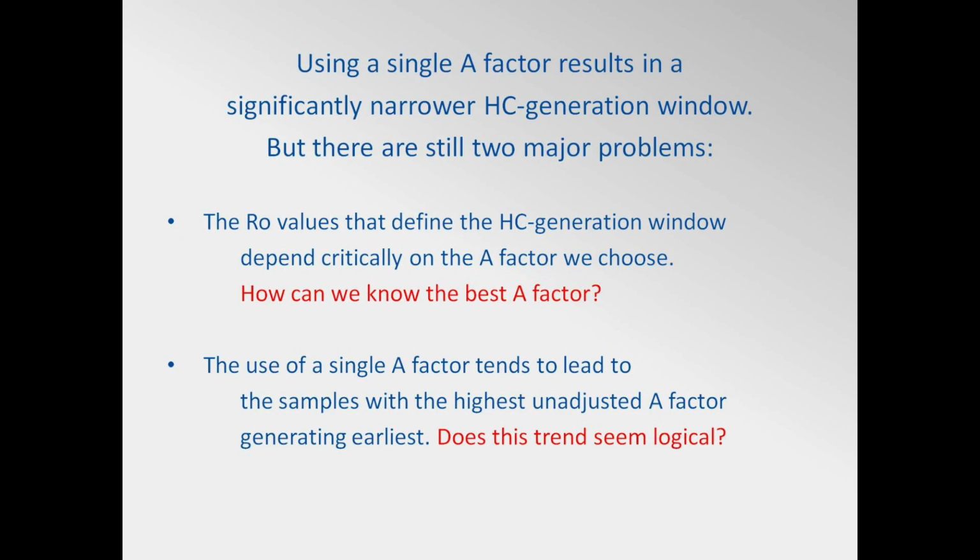I think we'd all agree that using a single adjusted A factor for all kerogens results in a significant narrowing of the hydrocarbon generation window. But there are still two major problems that must be addressed. First, the RO values that define the hydrocarbon generation window depend critically on which A factor we choose. So how can we know that we're using the best A factor?